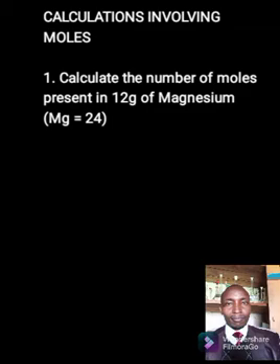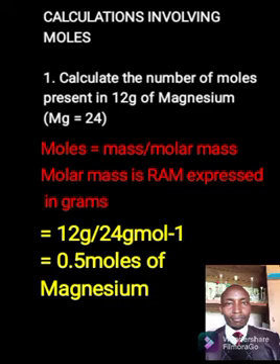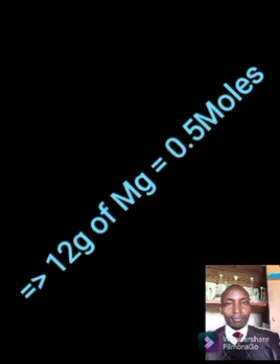The number of moles will always be given by the mass given divided by the molar mass. Remember, the molar mass of an element is basically the relative atomic mass expressed in grams. Therefore, for this question, it will be 12 grams, the mass that you're given, divided by the 24 grams per mole. That is the molar mass of magnesium. And with that, you get the answer to be 0.5 moles. Which means that 12 grams of magnesium is equivalent to 0.5 moles.